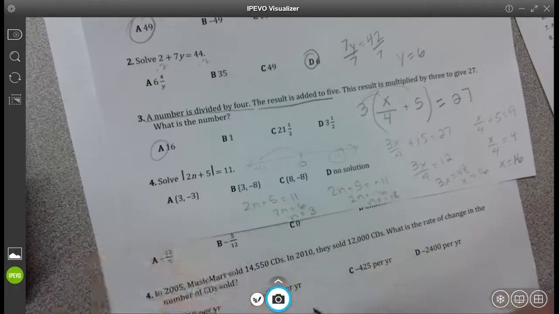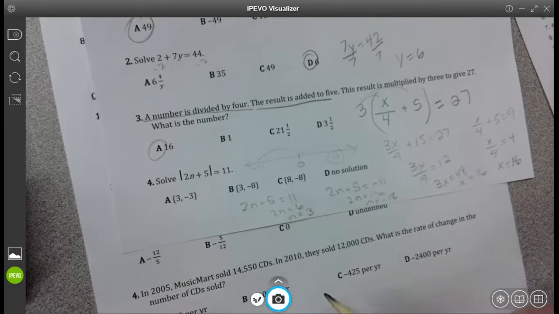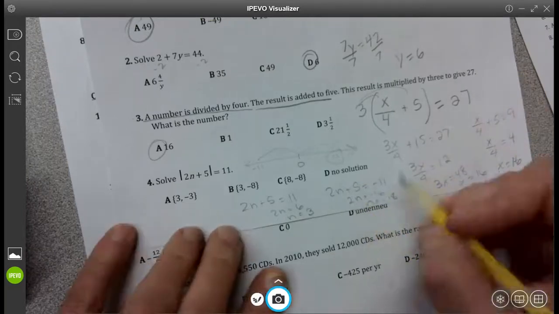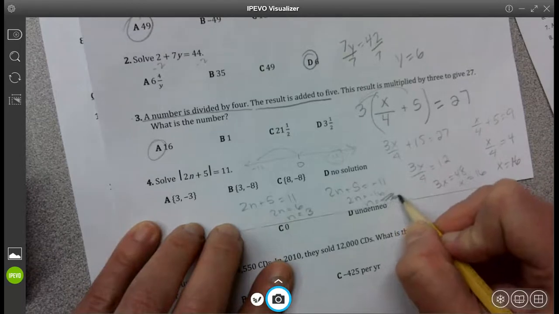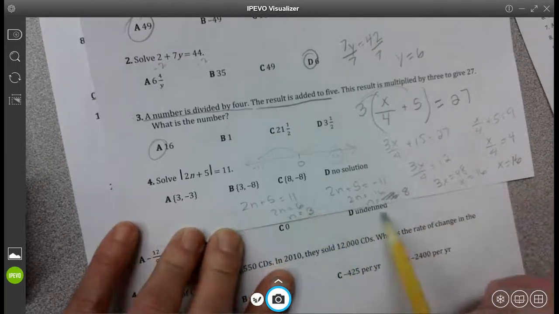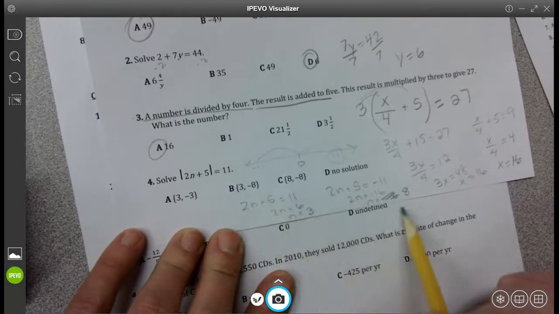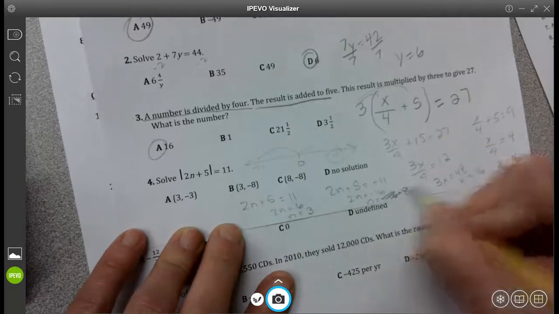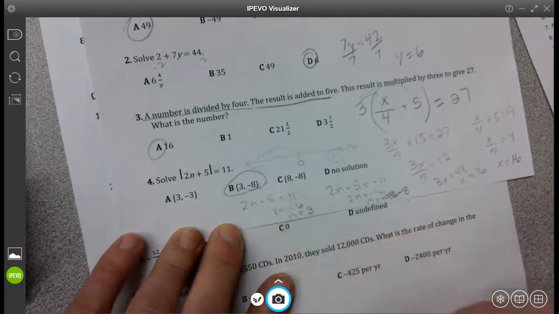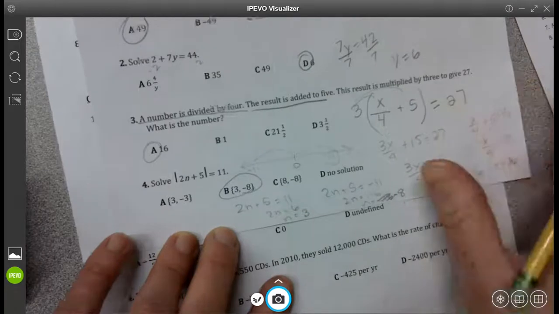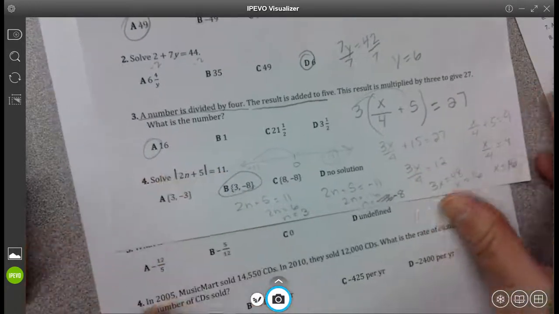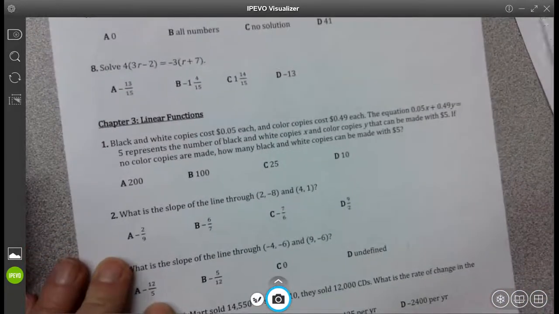Am I missing something? 2n equals negative 11. Subtract is negative 16. Oh, I didn't divide. I subtracted. I apologize. 8. That makes sense. So 3 and negative 8. Okay. You can always plug back in your answers to check too. Okay, let's keep going.